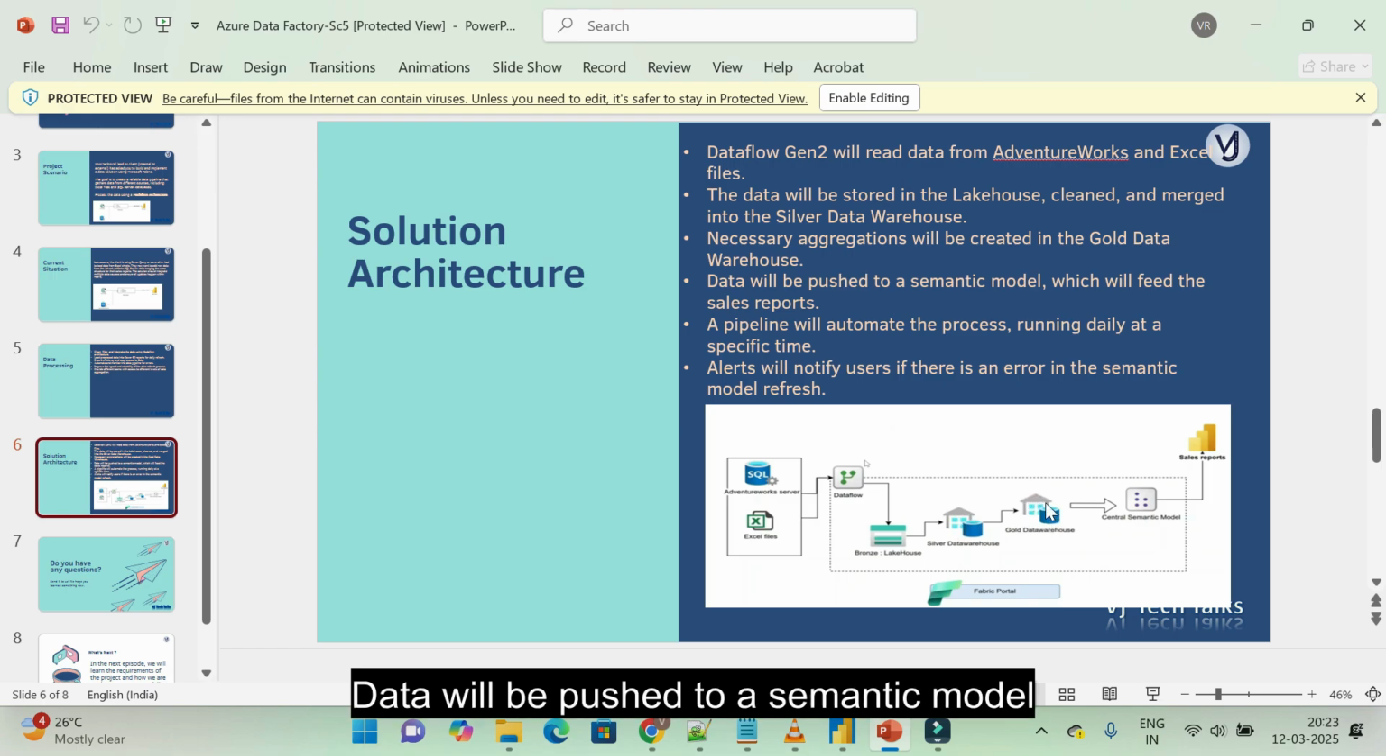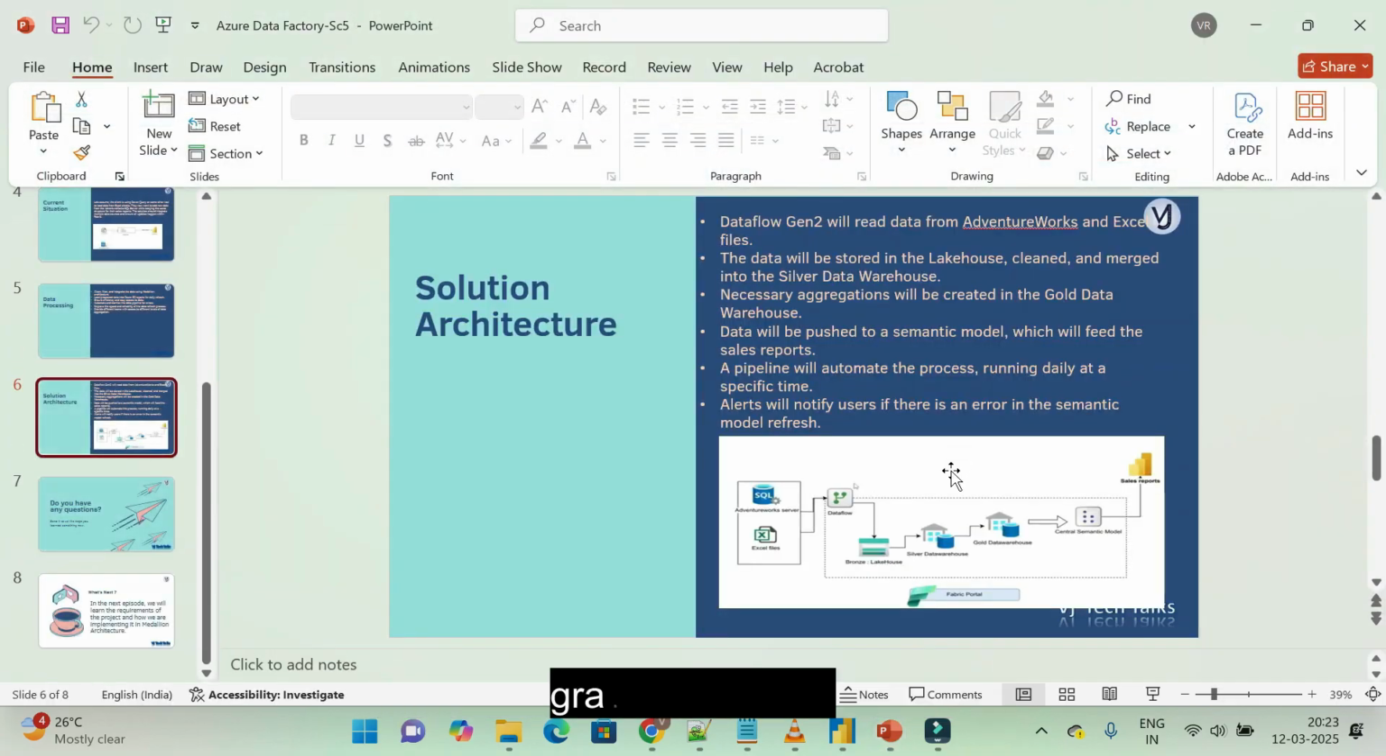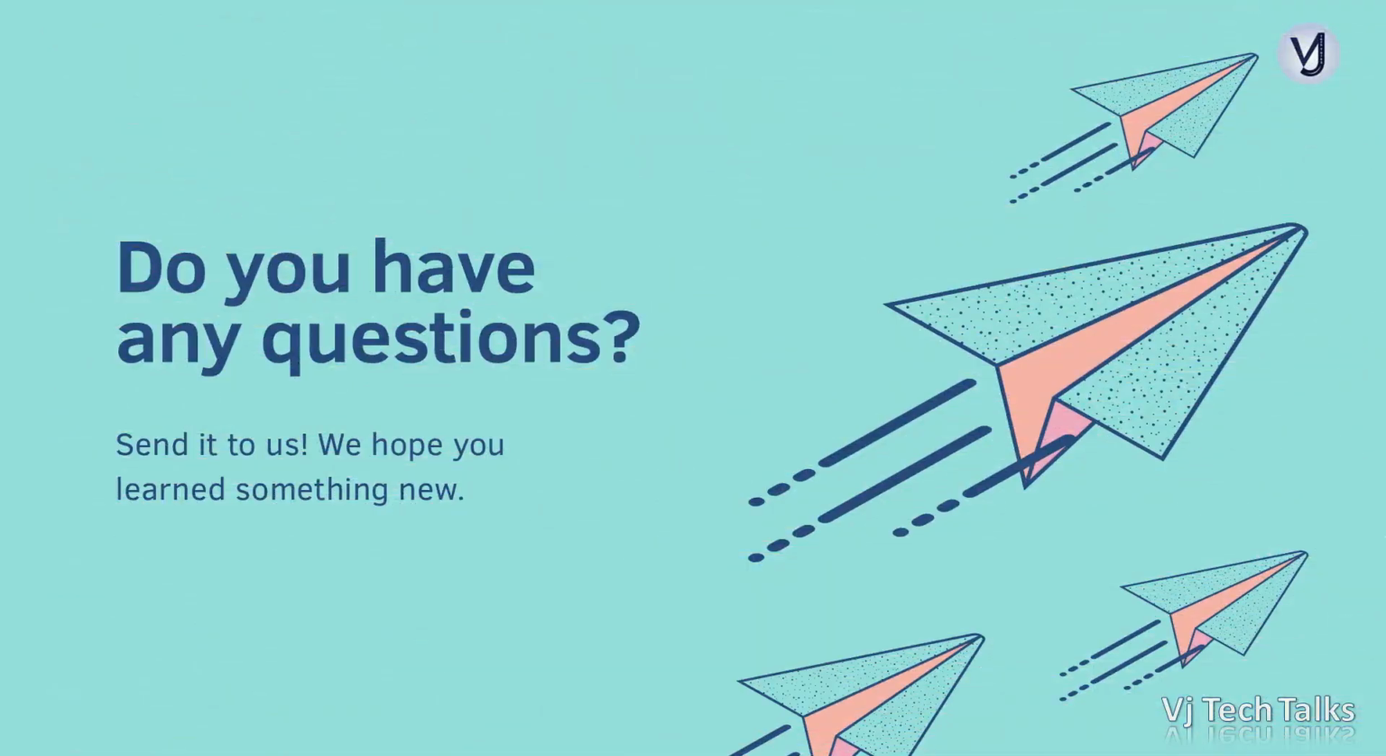Data will be pushed to a semantic model which will feed the sales reports. A pipeline will automate the process, running daily at a specific time. Alerts will notify users if there is an error in the semantic model refresh. Access will be granted based on data granularity levels for different teams.